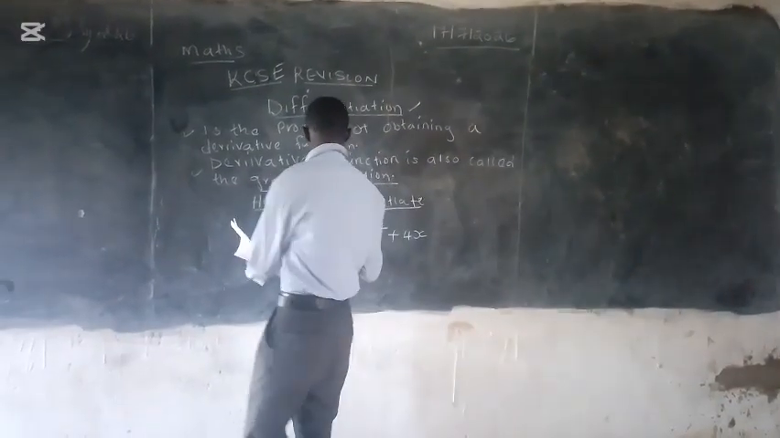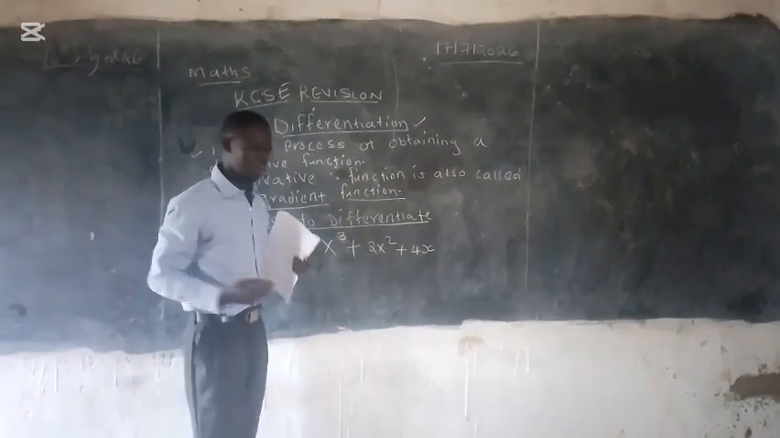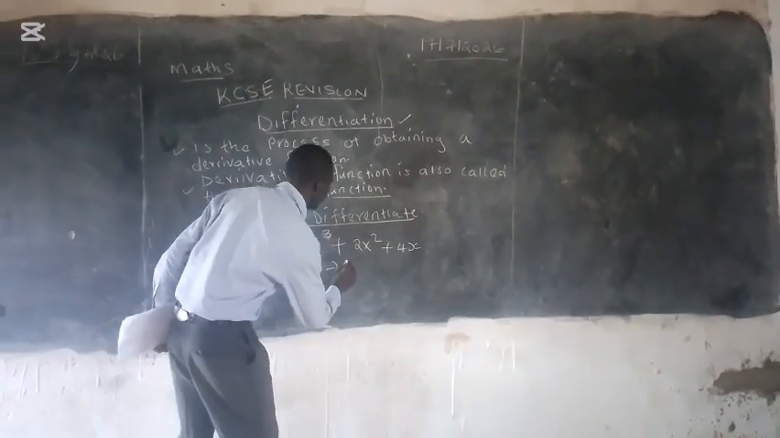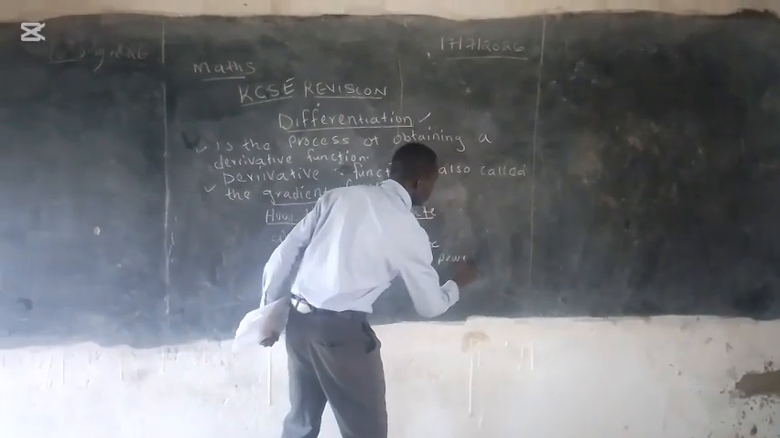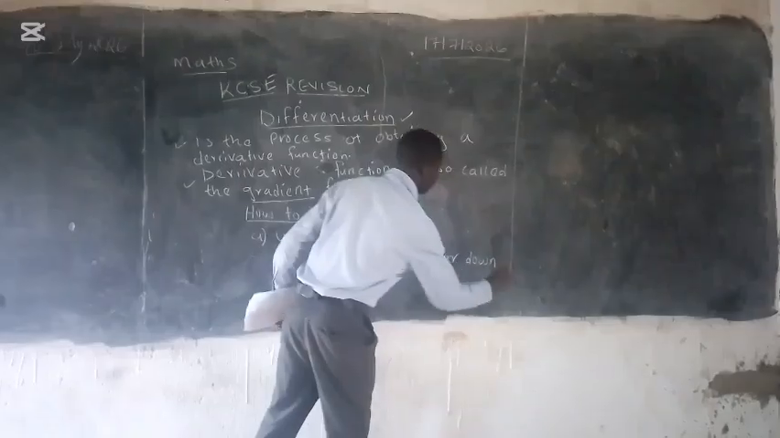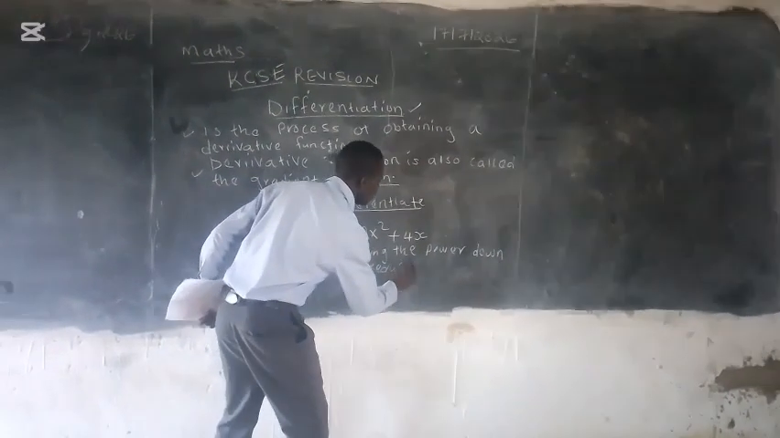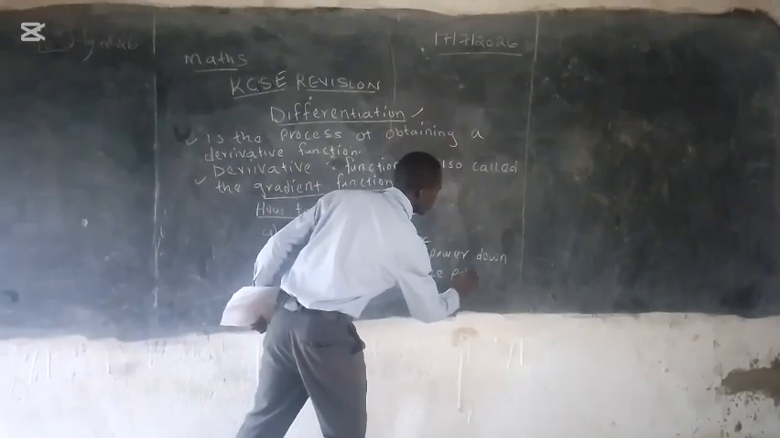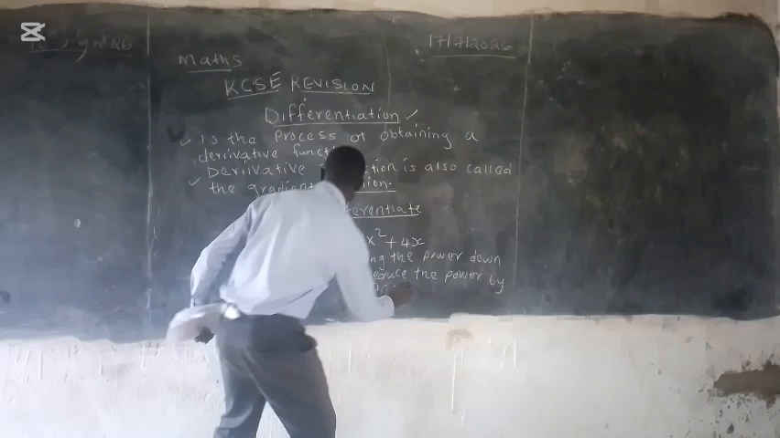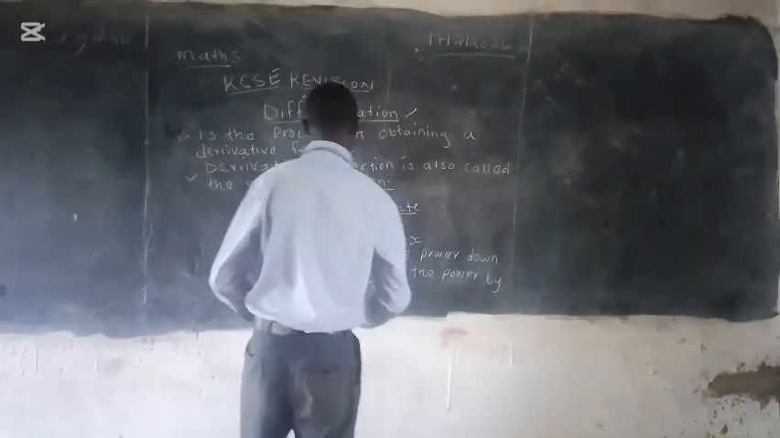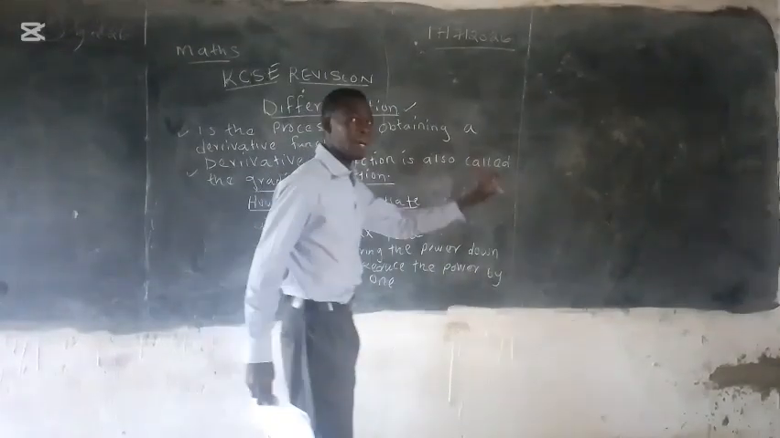Now, how can we differentiate? We say that there are key points to note when it comes to differentiation. Point number one, bring the power down. That's the first process. Second process, reduce the power by 1. That's what we are supposed to note. We bring the power down, and after bringing the power down, we reduce the power by 1.